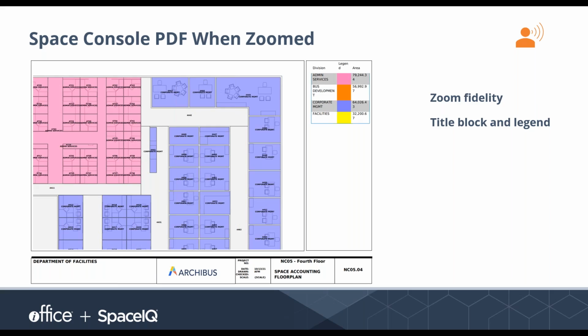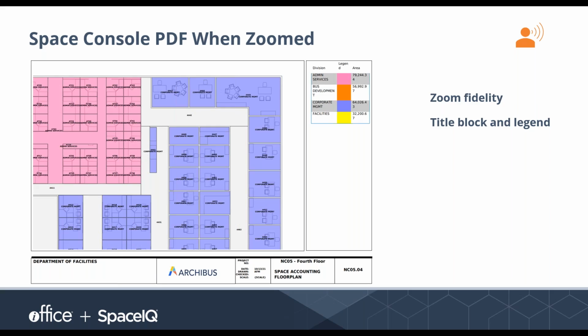We heard from many of you that printing or outputting to PDF your floor plan is still top of mind, and we've done a lot of work in the past on having more options to print your floor plans. One of the pieces of feedback we received was that when you zoomed into, let's say, a corner of the floor and wanted to print that out, the fidelity was still a little bit reduced, and it wasn't part of the professional looking title block and legend.